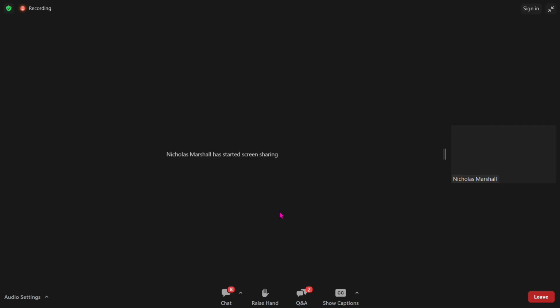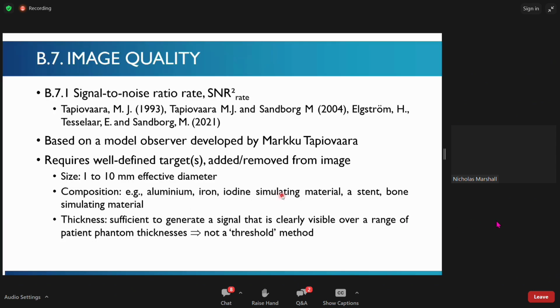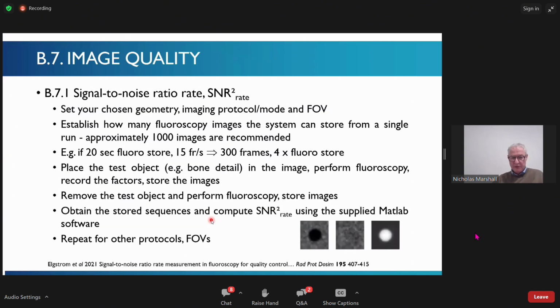I'll explain in the next slide how you measure it, but you can actually choose what you want to use as a target. It can be aluminium or iron or bone-simulating material, and it's not a threshold method. So you have something that's quite clearly visible over a range of phantom thicknesses, not too visible, but clearly visible. You select the geometry that you want to evaluate, your protocol, your field of view.